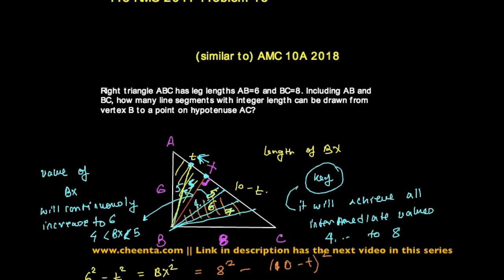This requires a little bit of idea from calculus, but intuitively this is very clear that this must happen. So we can say for 4 of those line segments that are drawn from B to AC, 4 of these line segments have integer lengths.